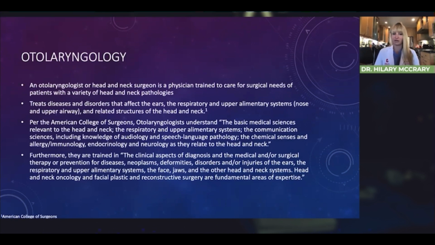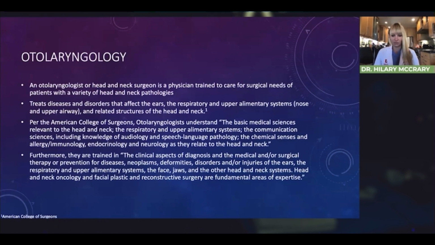The American College of Surgeons defines what an otolaryngologist does as understanding the basic medical science relevant to the head and neck, and how that can affect your ability to hear, your ability to communicate with one another, and your chemical senses. One of the things that really drew me to a career in ENT is that I deal with people's innate senses, whether that's their ability to smell, hear, or see. In all of those things, we are able to have a direct impact on our patients.